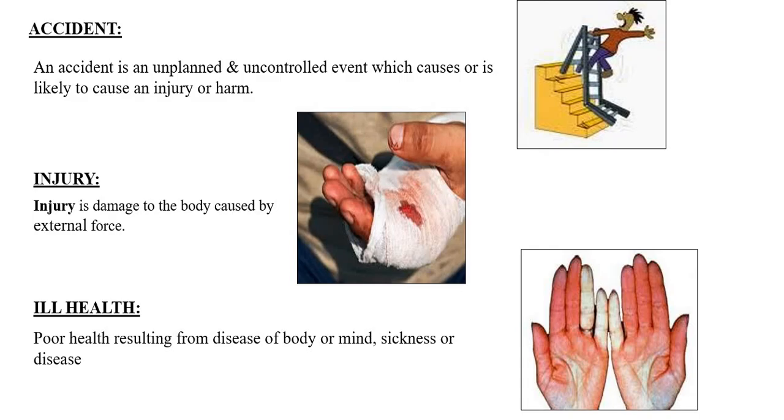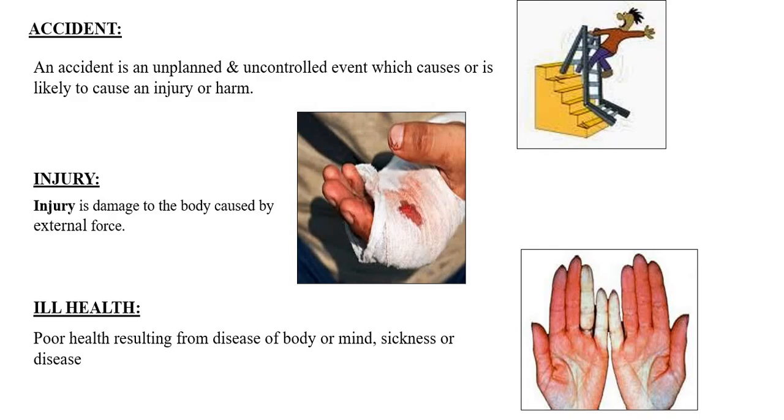So first of all, accident. An accident is an unplanned, uncontrolled event which causes or is likely to cause an injury or harm. So this is an unplanned or uncontrolled event which we have not planned, or which we are unable to control. Which results in injury or harm, that we call an accident.